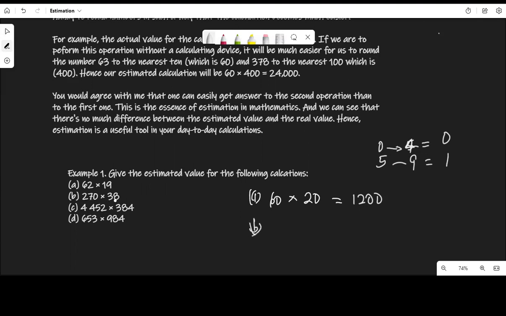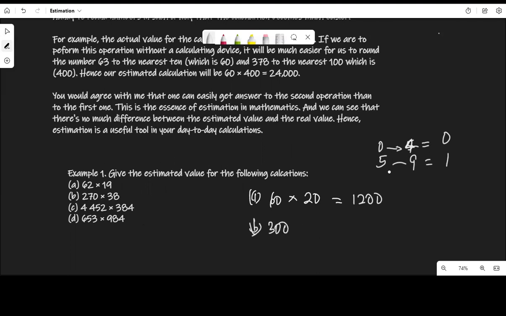270 multiplied by 38. Here I'm going to round 270 to the nearest 100 and 38 to the nearest 10. I'm using 100 here because I have 3 digits, which is 270. Here I have 2 digits. So I'll round this to the nearest 100, and I'll round this to the nearest 10. So 270 to the nearest 100 is 300. How did I get 300?